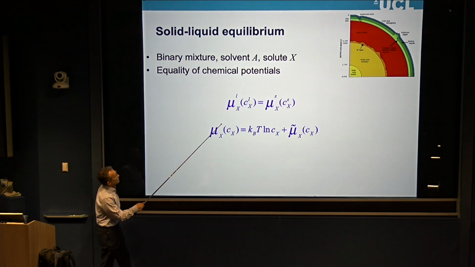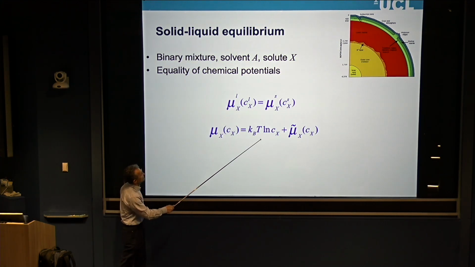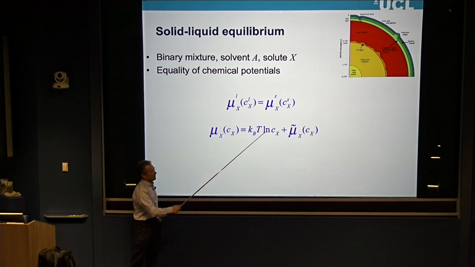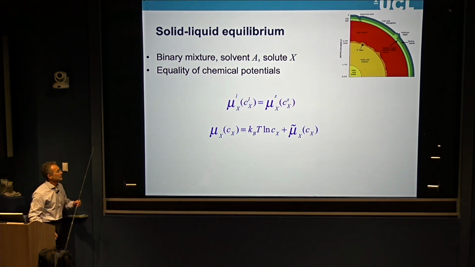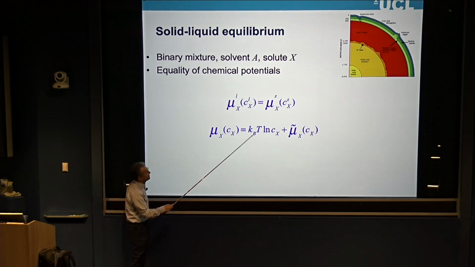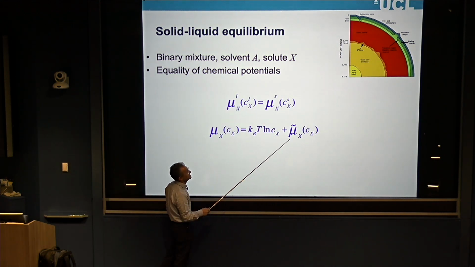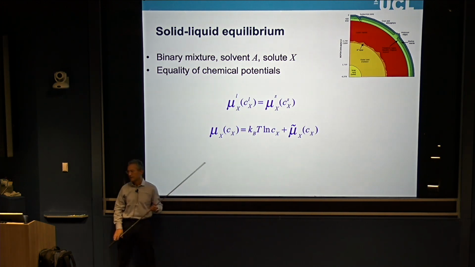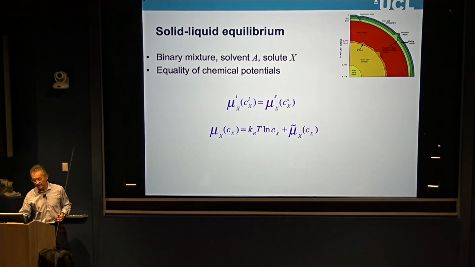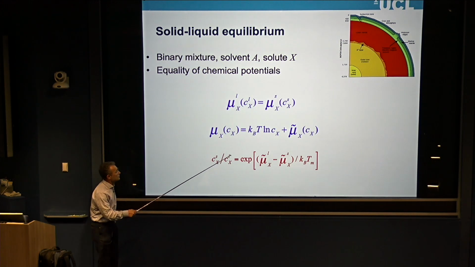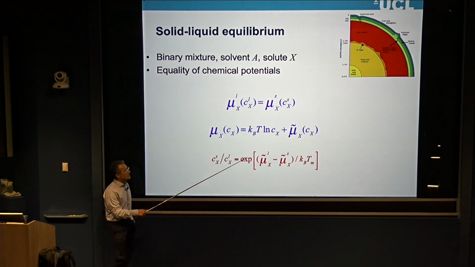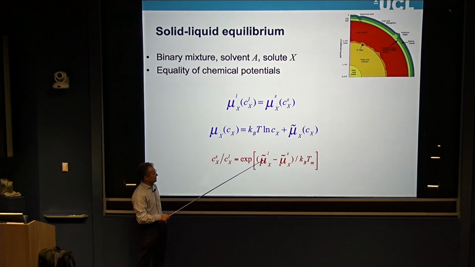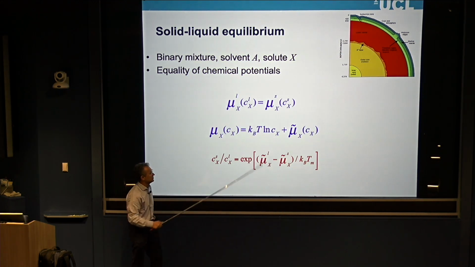Now, if you rewrite this chemical potential in this way, you take out the configurational part, which diverges in the limit of a small concentration, then you are writing it as the sum of this configurational part plus an excess chemical potential part, this mu tilde. And then by using these two equations together, you get an expression for the ratio of concentration of the impurity between the solid and the liquid, which is given by this quantity here. So it's related to the difference of these two excess chemical potentials between the solid and the liquid.